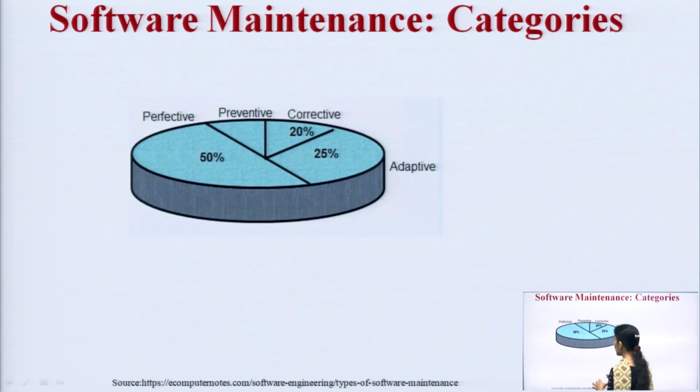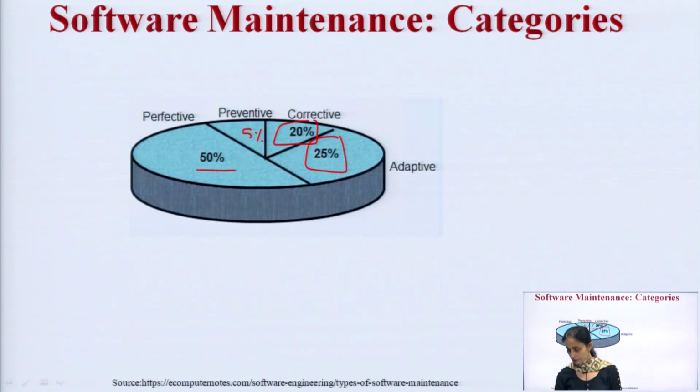Then how much effort is being given to these kinds of maintenance? Adaptive maintenance plays 25%. Corrective maintenance plays 20% of the maintenance cost. Preventive maintenance cost is just 5% and perfective maintenance is 50% of my entire software maintenance cost.